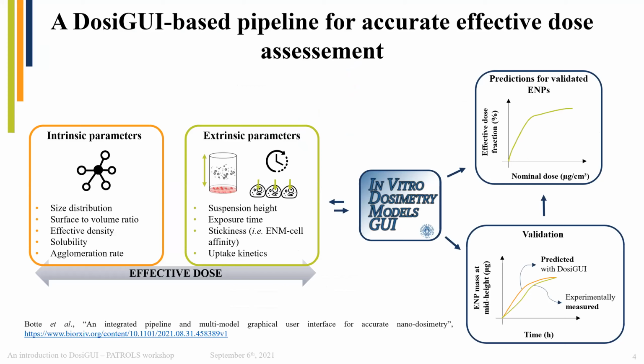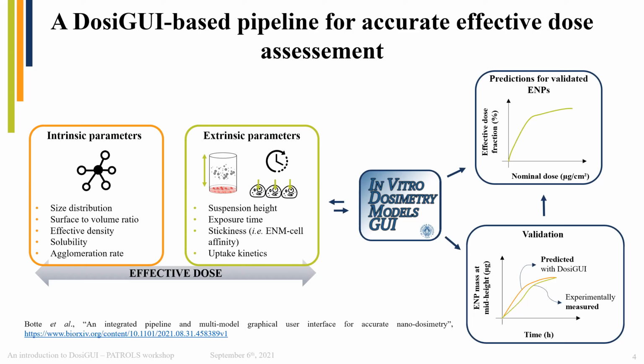Leveraging on the use of DosiGUI, we also proposed a novel integrated pipeline for accurately estimating the dose effectively delivered to cell cultures in vitro. And thus, DosiGUI just represents an integral part of this broader approach. In particular, our approach starts with an exhaustive characterization of both intrinsic and extrinsic parameters of the experimental setup.